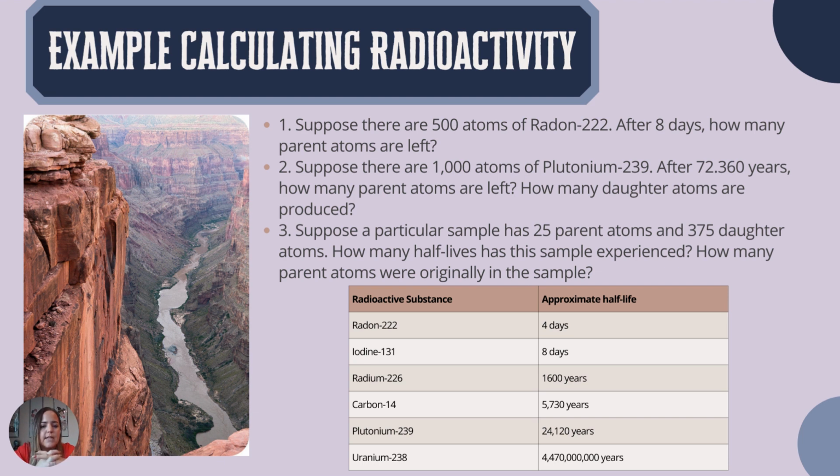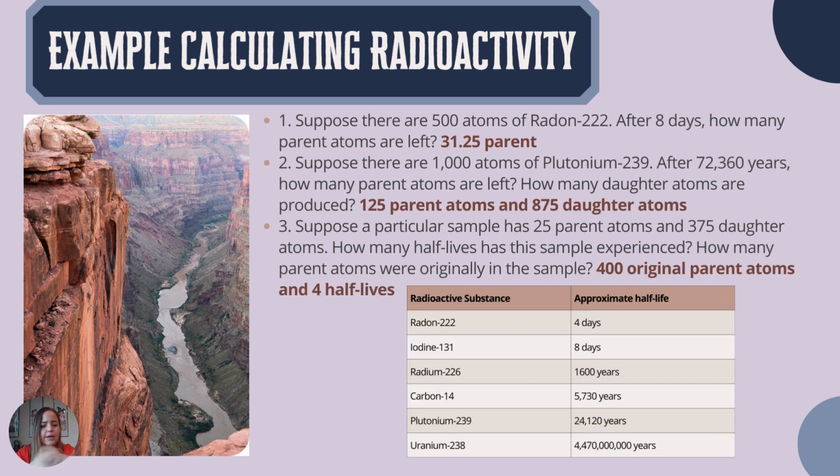Suppose there are 1,000 atoms of plutonium-239. After 72,360 years, how many parent atoms are left? How many daughter atoms are produced? And then suppose a particular sample has 25 parent atoms and 375 daughter atoms. How many half-lives has the sample experienced, and how many parent atoms were originally in the sample? I'll take a second to see if you can figure any of those out. And here are your answers.